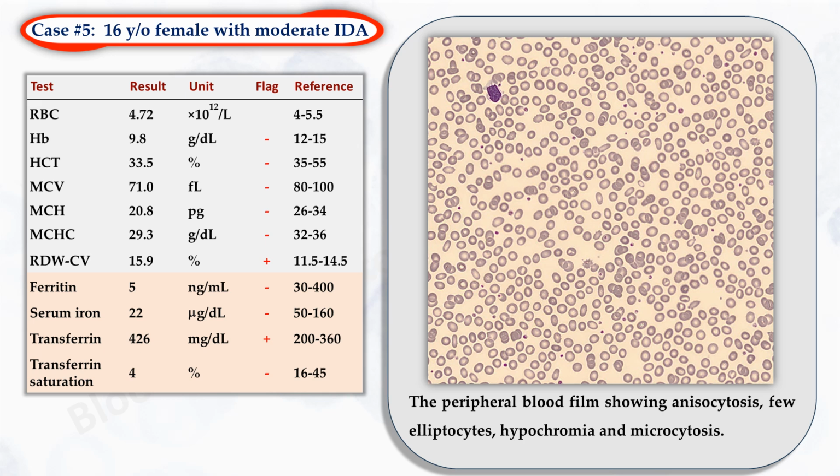Case number 5. A 16-year-old female with moderate iron deficiency anemia. The peripheral blood film showing anisocytosis, few elliptocytes, hypochromia, and microcytosis.